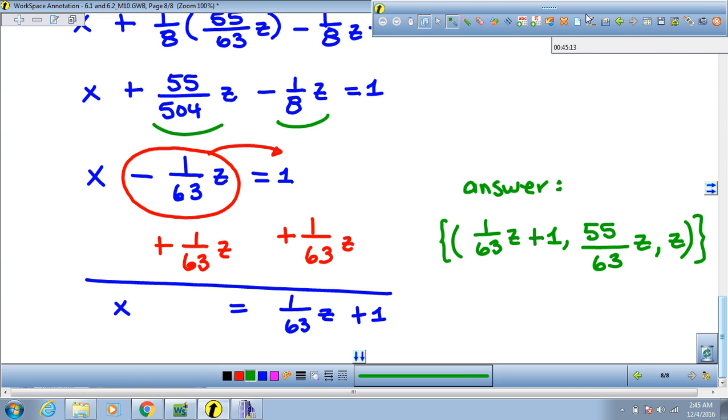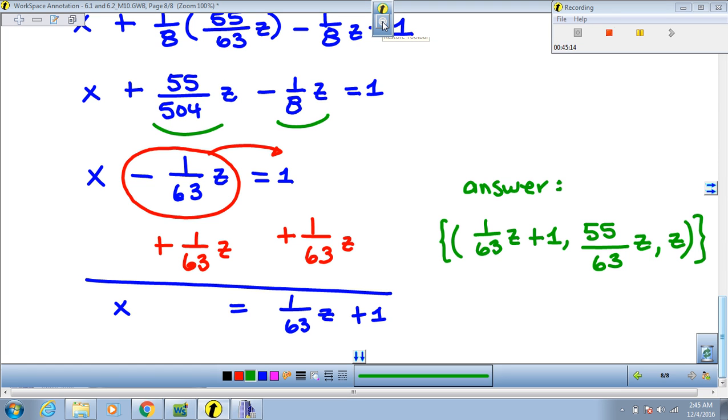And that's basically the 3 problems that I meant to do in section 6.2, the special cases. Okay, so that is it.